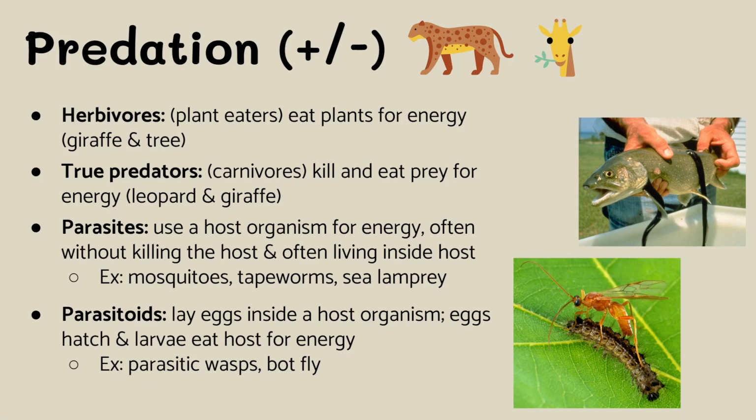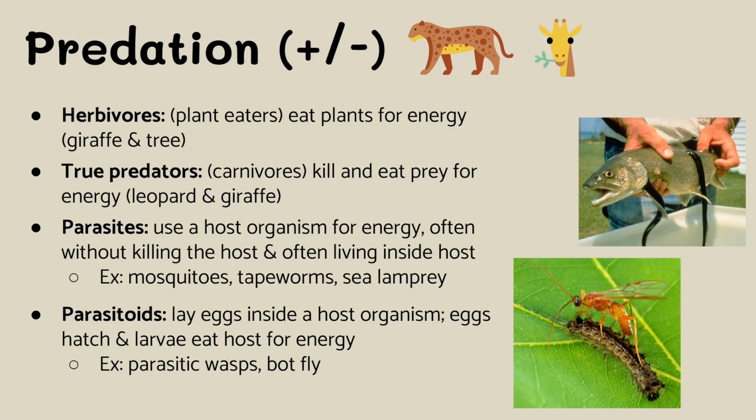Then we have parasites. A parasite is still going to use another organism for energy, but it's usually much smaller than what we call the host organism, which is the organism that it often lives inside of or attaches to the outside of. Oftentimes, the parasite will be able to draw energy from the host without killing it. We have an example here of the sea lamprey, which is sort of an eel-like organism that will attach itself to a fish and draw the blood out of the fish. We also have organisms like mosquitoes and tapeworms, and again, they are just going to draw energy out of the organism, but they don't necessarily kill the organism.